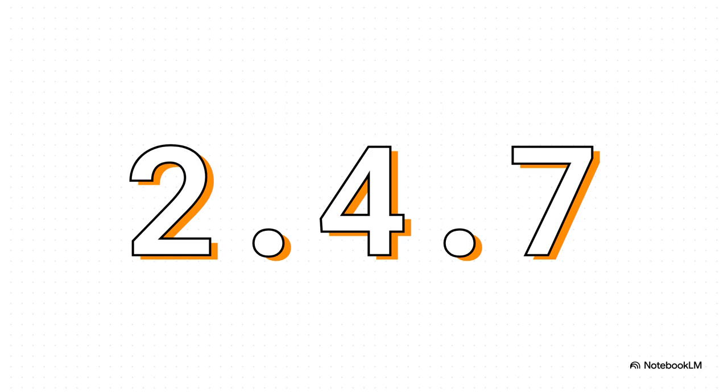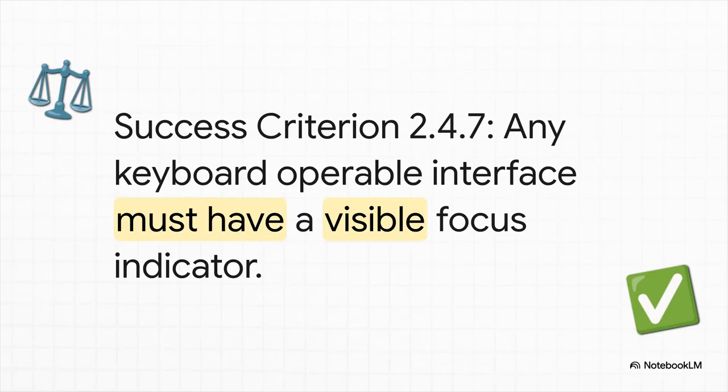Okay, if you remember one number from all of this, make it this one: 2, 4, 7. This is the rule that helps make the web work for everyone. This rule, Success Criterion 2.4.7, makes it totally clear. A visible focus indicator isn't just some nice little feature, it's fundamental. The principle is as straightforward as it gets. If you can use it with a keyboard, you have to be able to see what you're using.